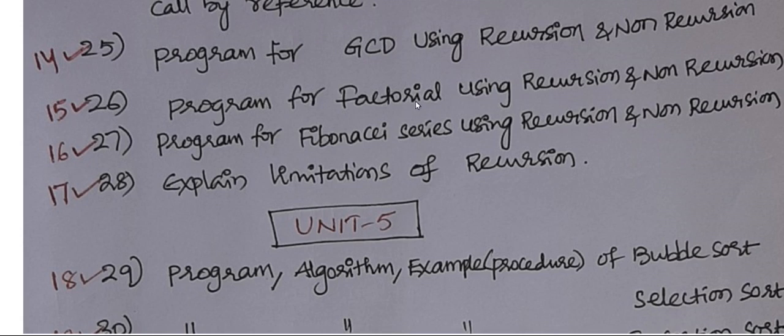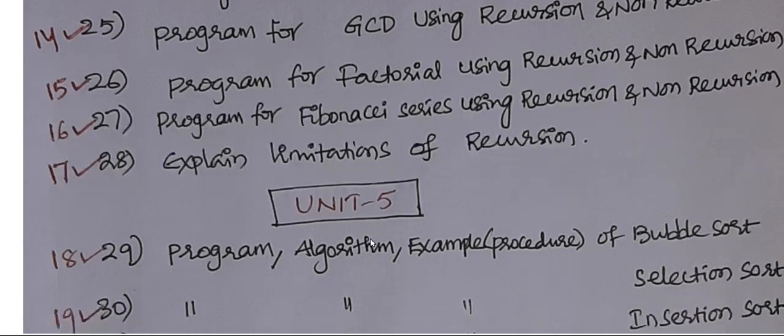Next question, factorial of a number using recursion and non-recursion. Factorial of a number for recursion and non-recursion program, it's very important. Next, a program for Fibonacci series generation using recursion and non-recursion. It's very important, tick mark. Next, tick mark, explain the limitations of recursion. What are the advantages and disadvantages of recursion? It's very important, tick mark is there.